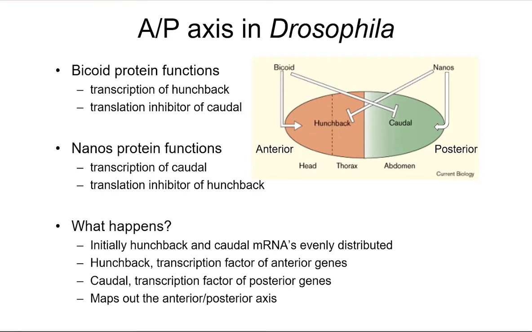Now, hunchback is an activator of genes involved in the development of anterior structures, whereas caudal is an activator of genes involved in the development of posterior structures. And so we end up with the development of the anterior-posterior axis based on the initial concentration gradients of these maternal gene products, bicoid and nanos.